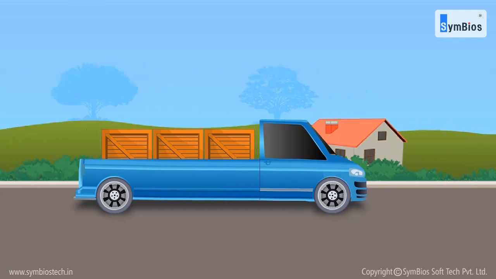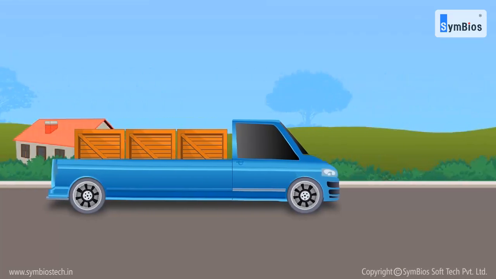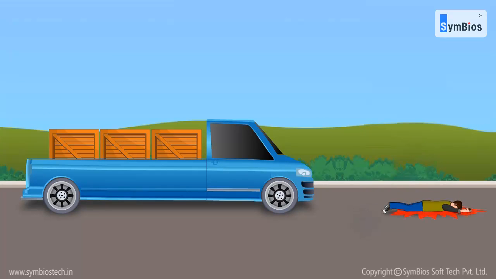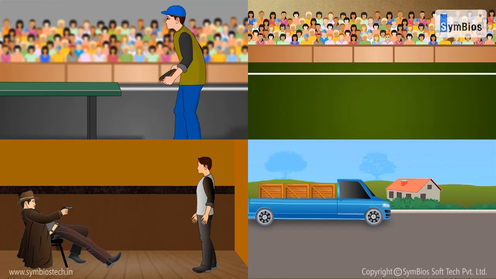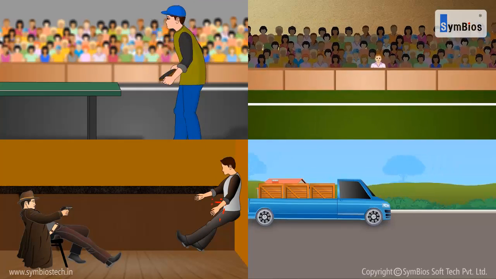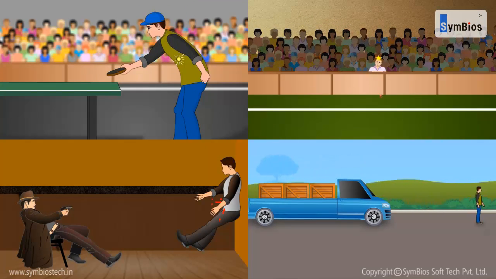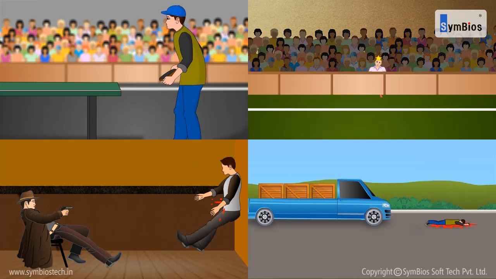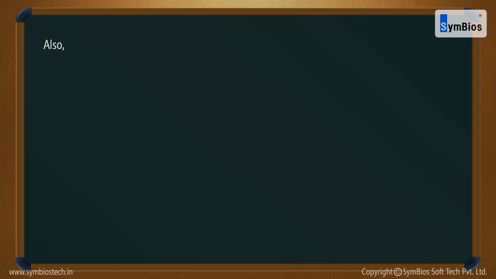However, a moving truck, even at a low speed of 6 meters per second, may kill a person standing in its path. From these observations, we understand that the impact produced by objects depends on their mass and velocity. Also, momentum is equal to mass times velocity, that is, p = mv.